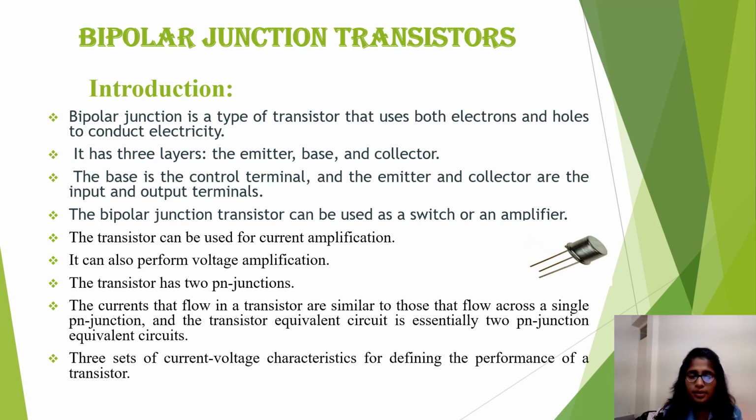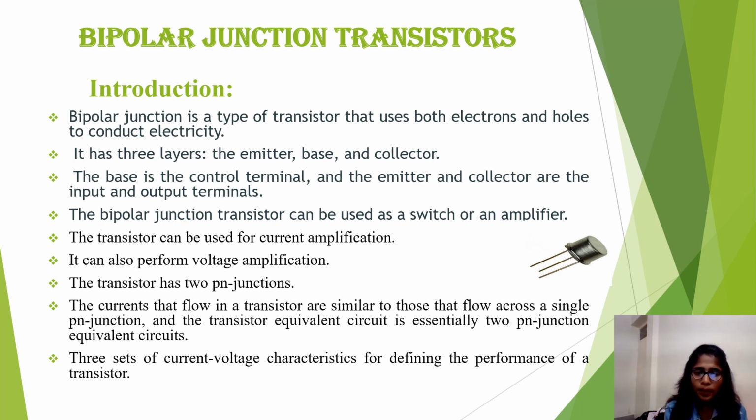The transistor can be used for current amplification. It can also perform voltage amplification. The transistor has two p-n junctions. The currents that flow in a transistor are similar to those that flow across a single p-n junction. The transistor equivalent circuit is essentially the p-n junction equivalent circuits.